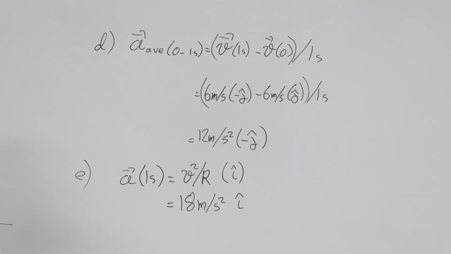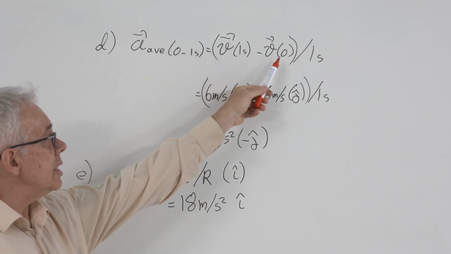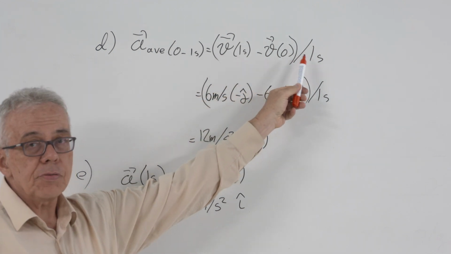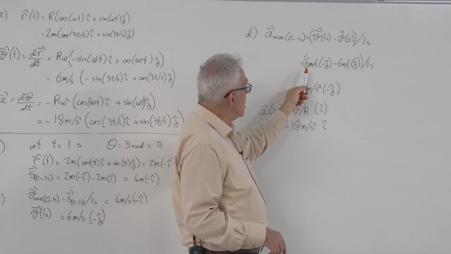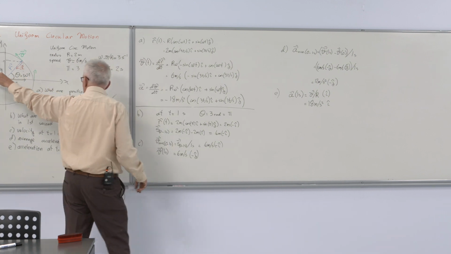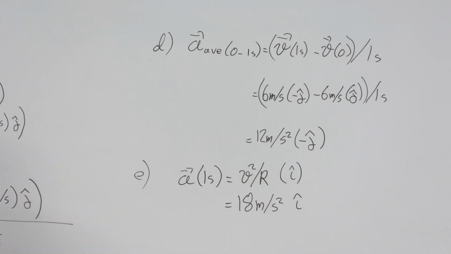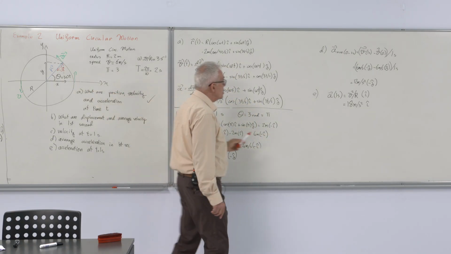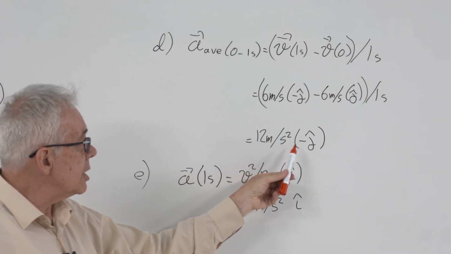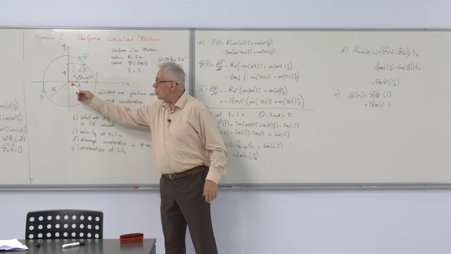The average acceleration in this interval, 0 to 1 second, is found by subtracting the initial velocity from the velocity at 1 second and dividing by the length of the interval, 1 second. 6 meters per second in the minus j direction, our current velocity, minus 6 meters per second in the plus j direction, our initial velocity, divided by 1 second, and it gives me 12 meters per second square, and the direction of the average acceleration is downward.